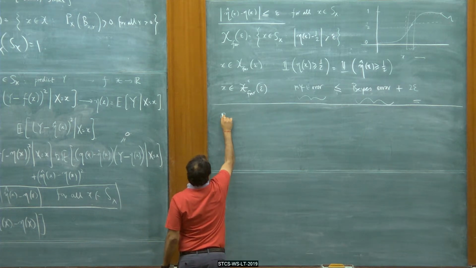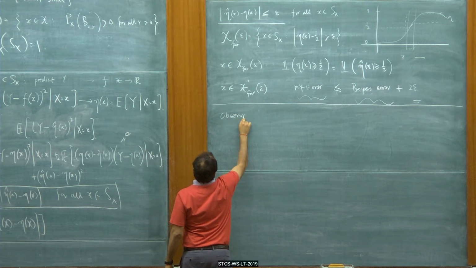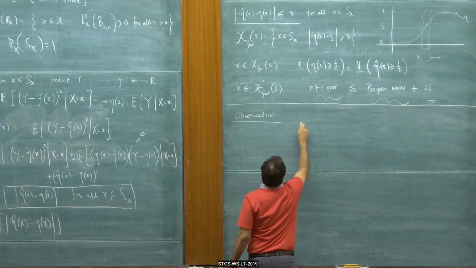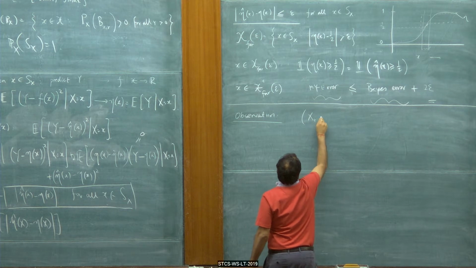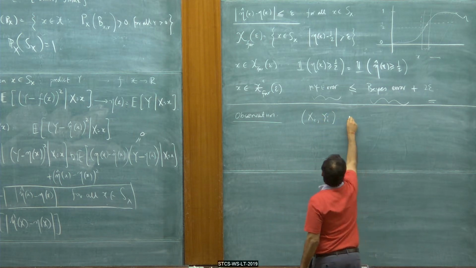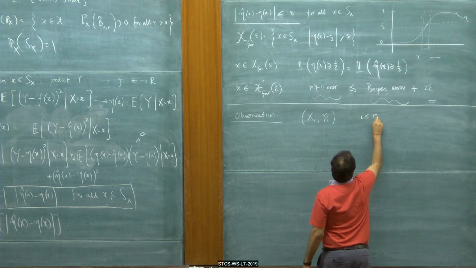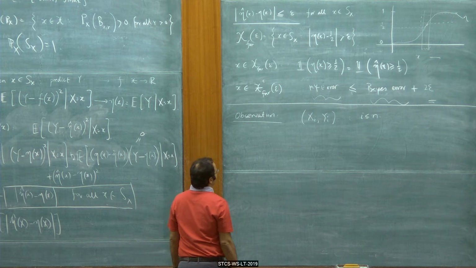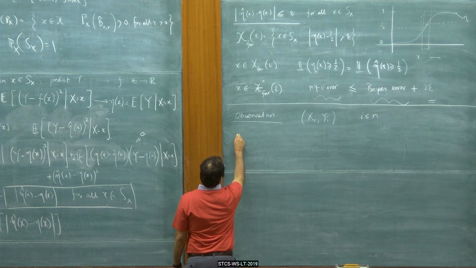Okay, so now I need to define observation. That is, what do I observe really? Observations are, as you would expect, a bunch of samples (xi, yi) coming from the joint distribution, the way we have set it up. Let's say the number of samples is n. These are the samples, and I want an algorithm.